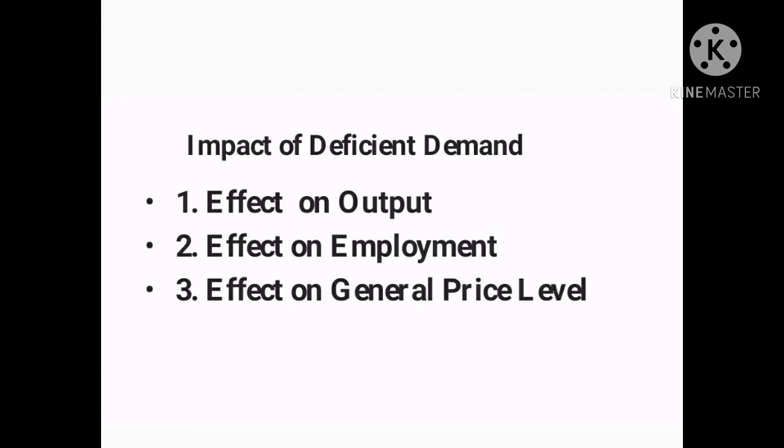Now the next is impact of deficit demand. First, effect on output. If there is deficit demand, then there will be excess stock left with the producer. Due to this, they will start producing less. Second, effect on employment. There occurs involuntary unemployment. It means people are willing to work but they don't get work because there is less demand in the market. Third, effect on general price level. Deficit demand causes the general prices to fall due to lack of demand for goods and services in the economy.